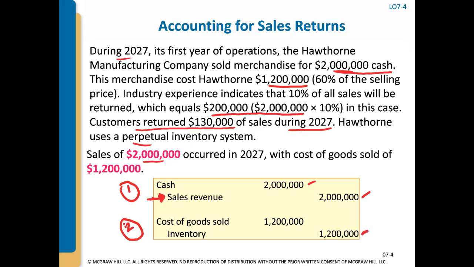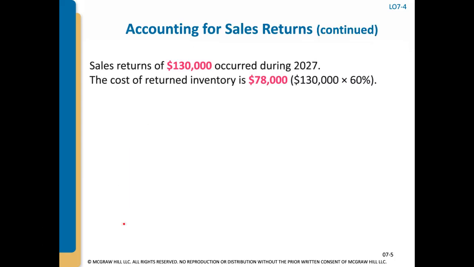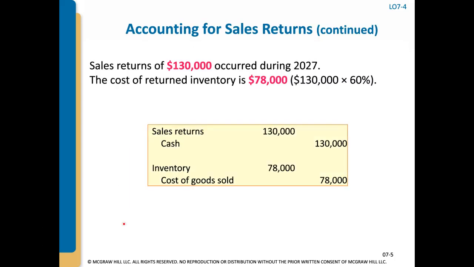You have sold that inventory, so you have to get rid of it at whatever it cost you. So I'm going to credit inventory 1.2 million, because they said that 60% of the sales price was the cost. And I'm going to debit my cost of goods sold, which goes on my income statement. So that's the two-step process. That's what happened in 2027.